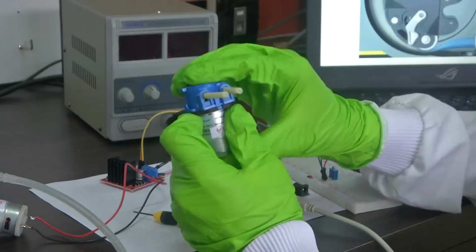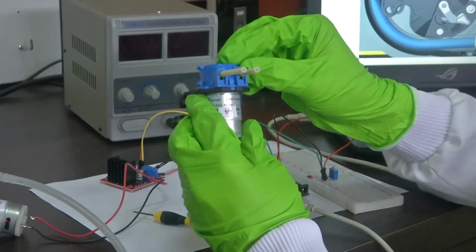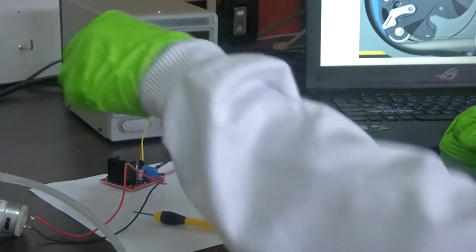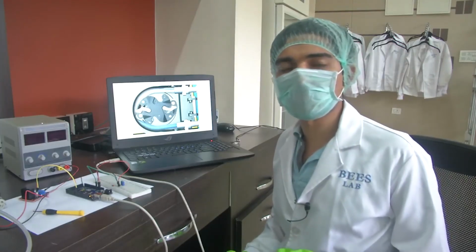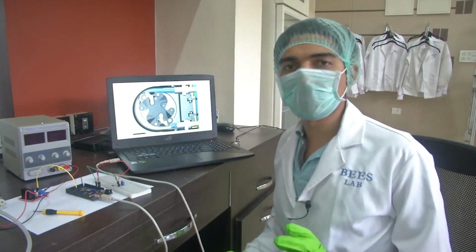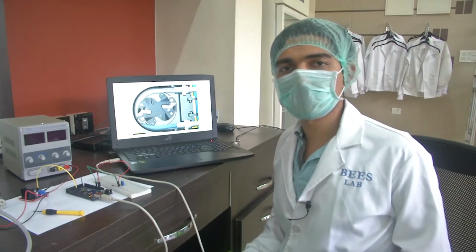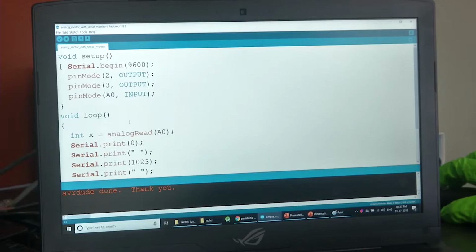Okay, so this is how a peristaltic pump is. I will demonstrate how we are going to use the peristaltic pump. As I already said, a peristaltic pump is nothing but a DC motor when it comes to its working principle. So we will be using the same circuit and the same code that we used previously for the DC motor. I will be showing the demo with that code as well as circuit.